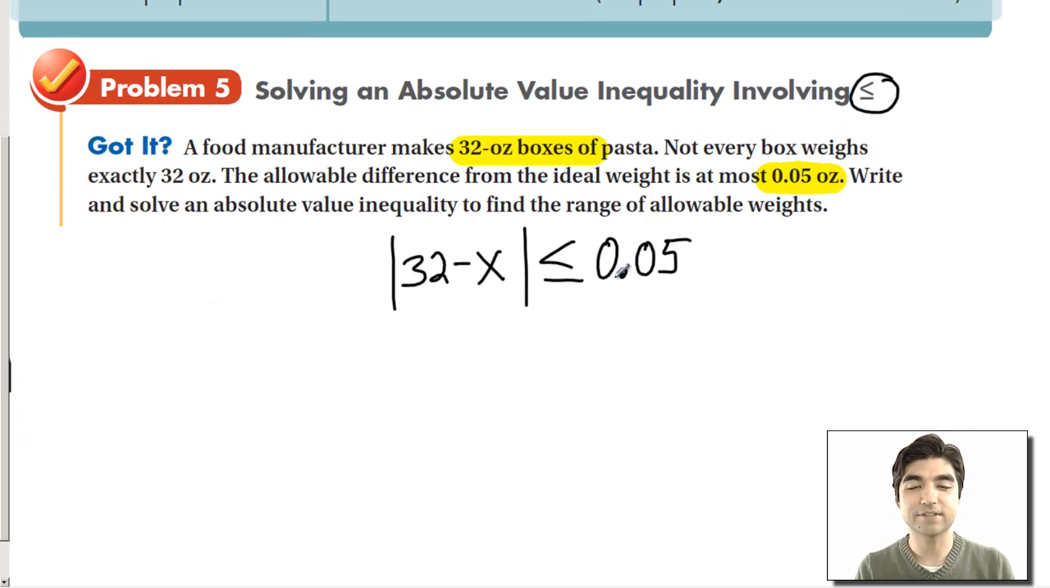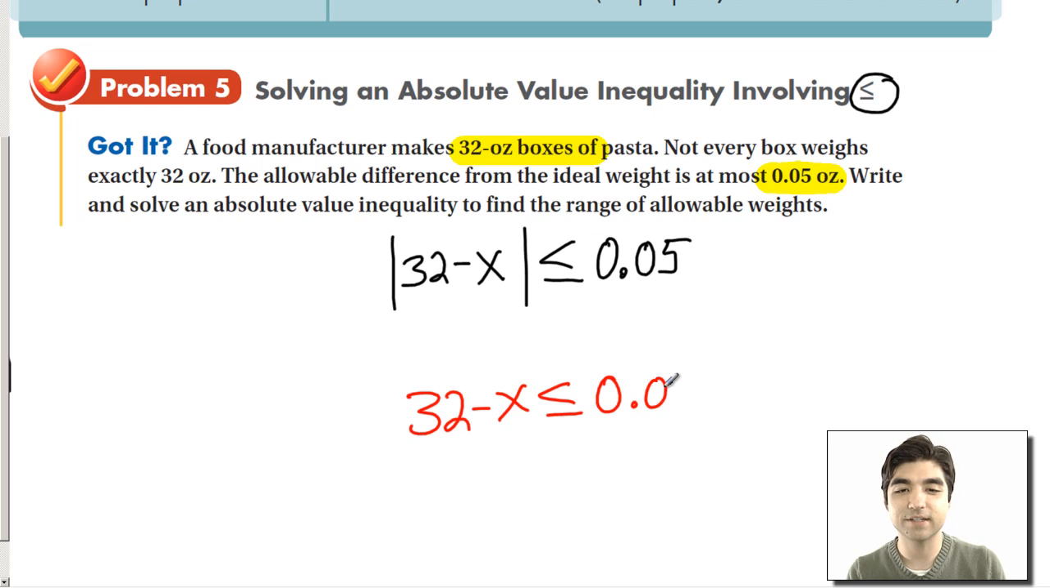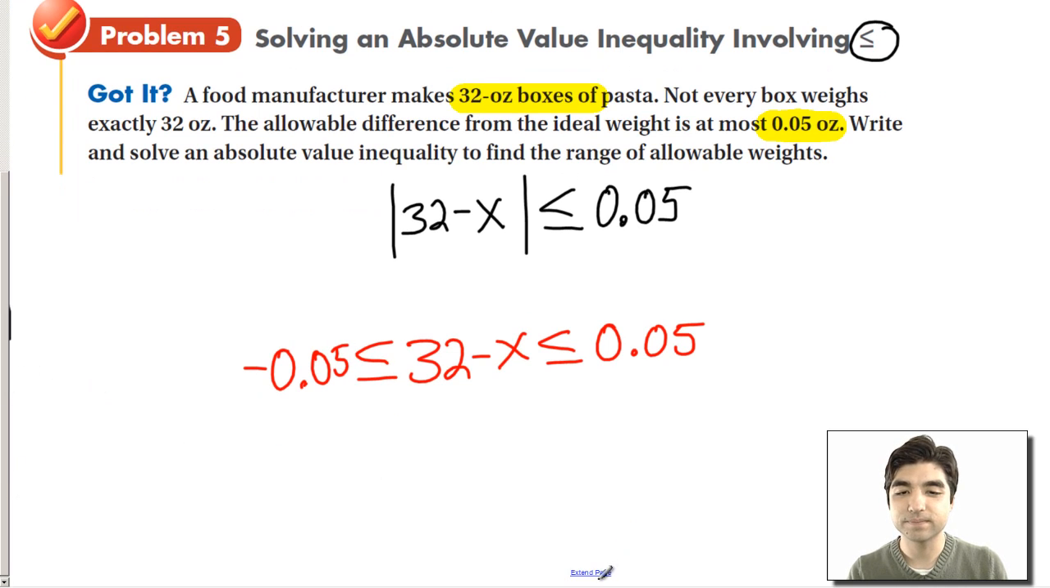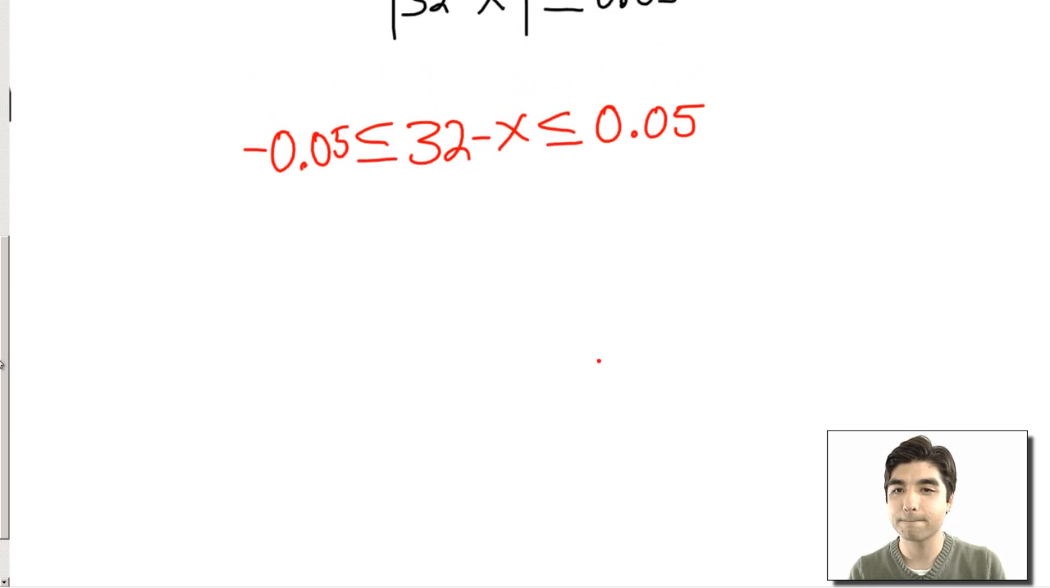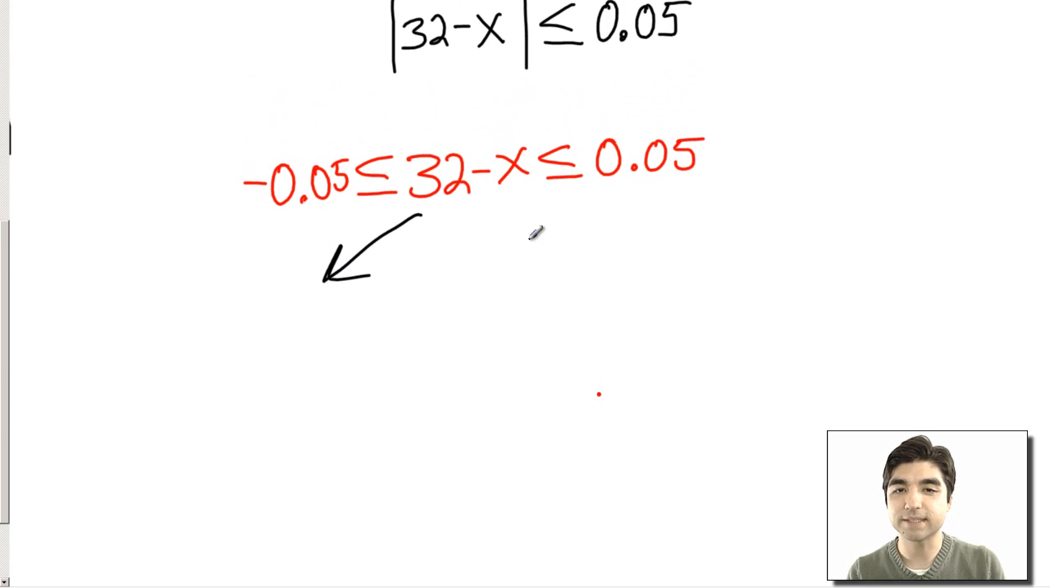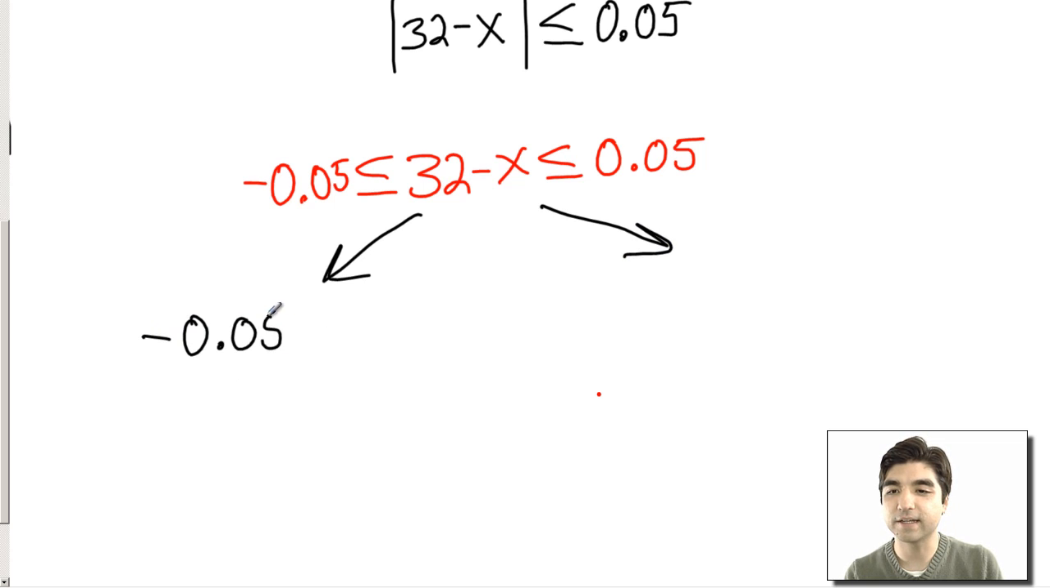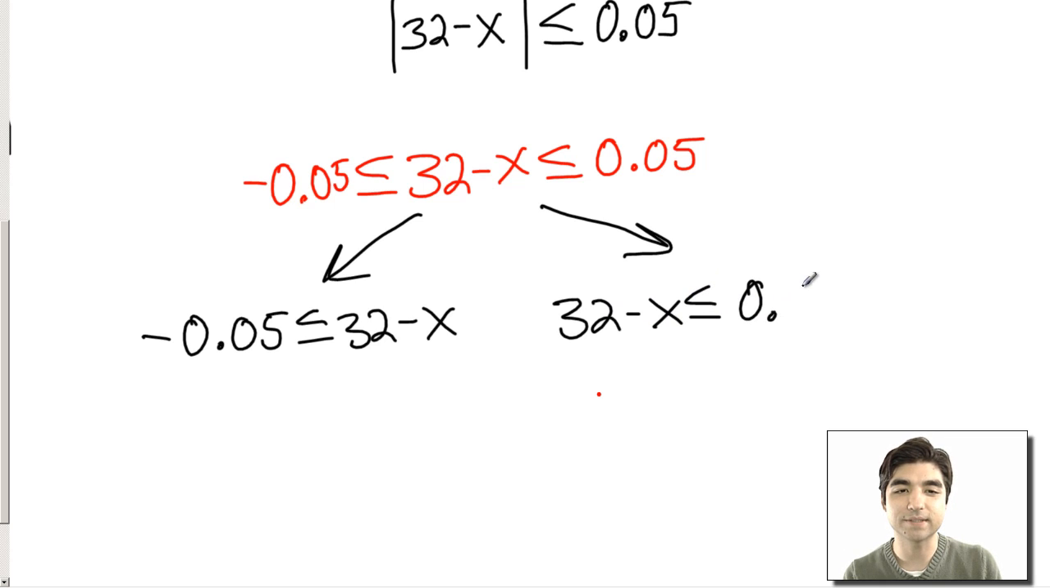Okay, so this is a less than or equal to situation. So we need to take this stuff in the middle, write that down, and then sandwich it between a positive version of this and a negative version of this. Then you can split this up into two separate inequalities. So we have negative 0.05 is less than or equal to 32 minus x, and 32 minus x is less than or equal to 0.05.